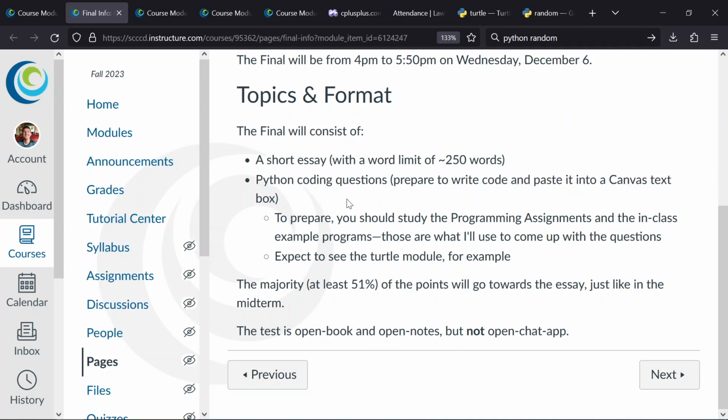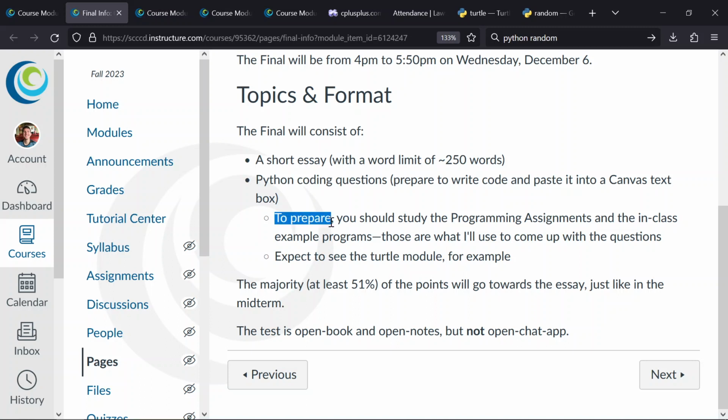All right, so it's critical thinking, logical questions, but in code this time. So prepare to write code, and you're going to paste it into Canvas, because this will be on Canvas again. Okay, so make sure you're comfortable writing code in IDLE, and copying and pasting it, or wherever you write your Python code. So just get ready for that by practicing.